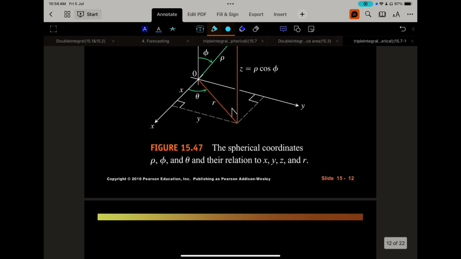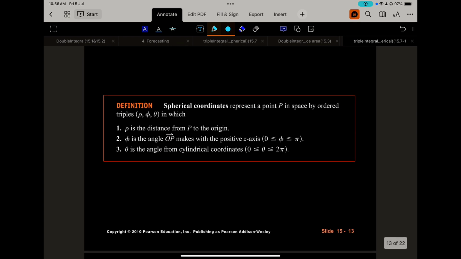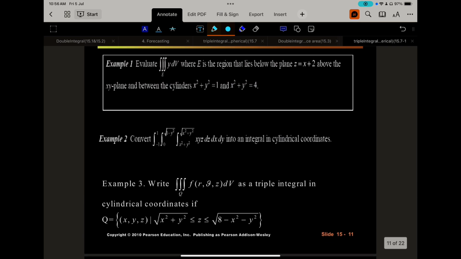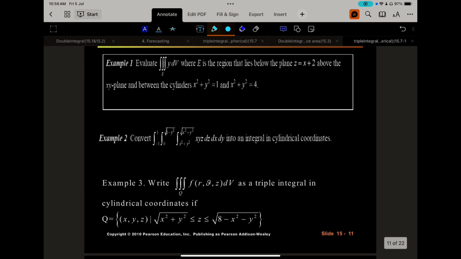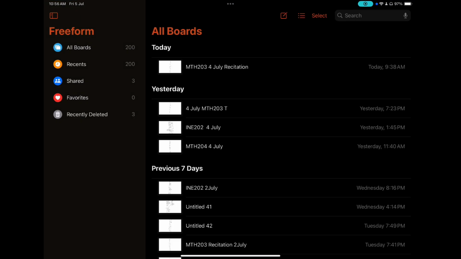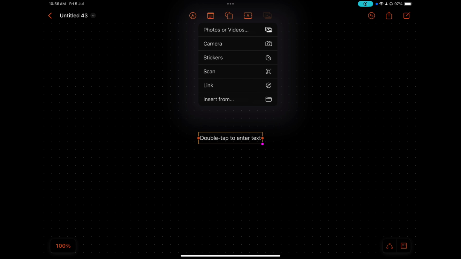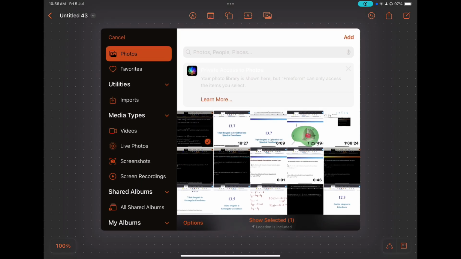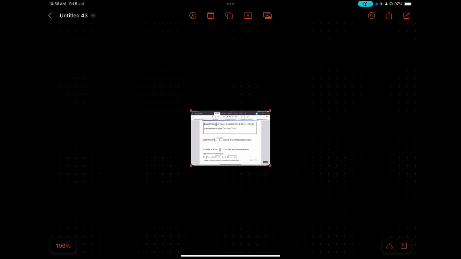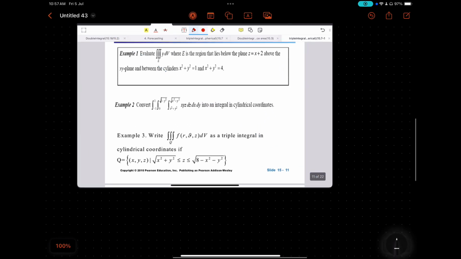Okay, let's have the definition, and let's solve this. Now let's take this to our board and try to solve this. So we're going to add a new photo now like this. We're going to have it like this, and that's basically our example. Now let's go to example one.